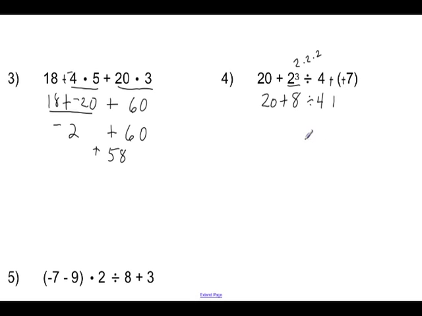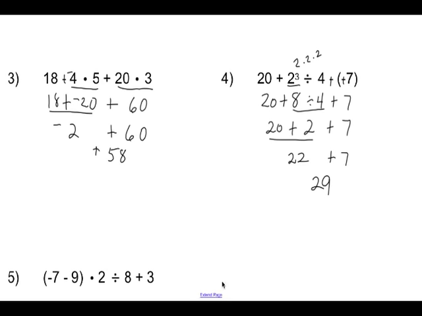All right, no more parentheses or exponents. I have division right here, and nothing else. So 8 divided by 4 is 2. Rewrite 20 plus 2 plus 7. Left with just addition, so let's go left to right. 20 plus 2 is 22, and 22 plus 7 is 29. Nice and easy one.